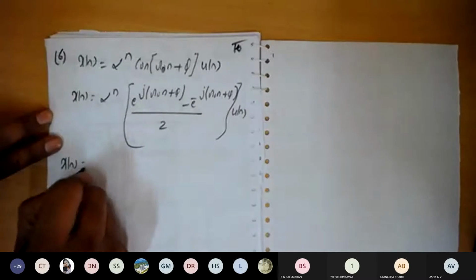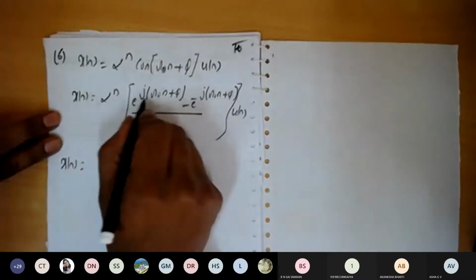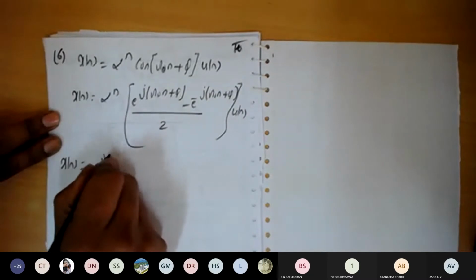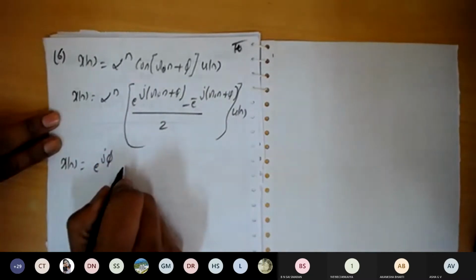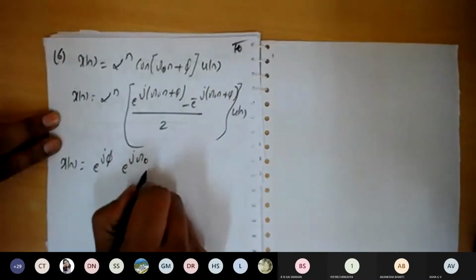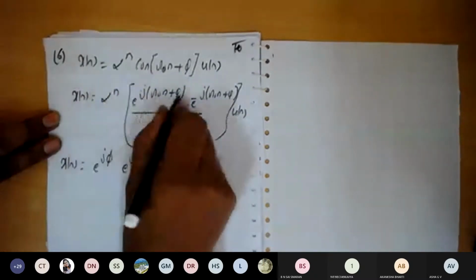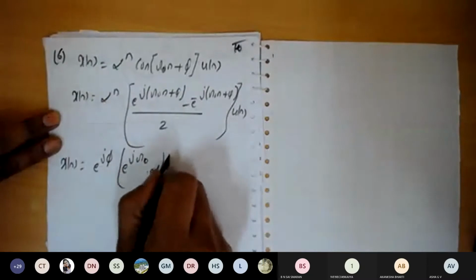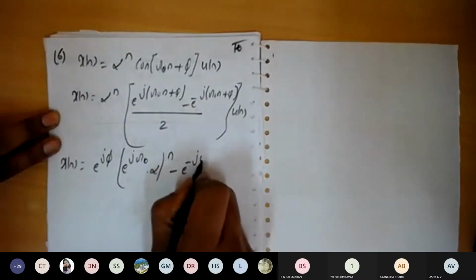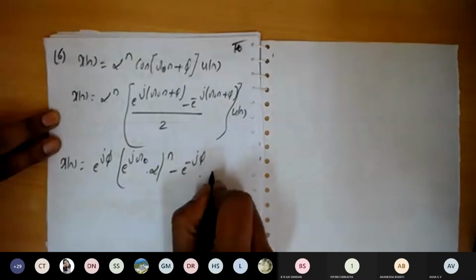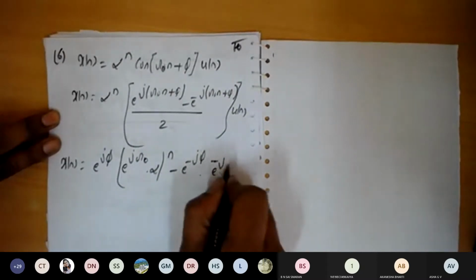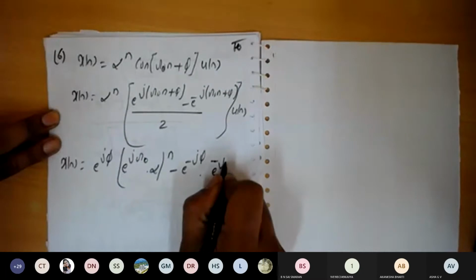So we can write this x of n as, I'm going to take out e to the power of j phi separately here. It will become e to the power of j phi into e to the power of j omega naught, the remaining term is omega naught into alpha. I'm going to take n common, so simultaneously in one step I'll do it. So minus e to the power of minus j phi into e to the power of minus j omega naught.